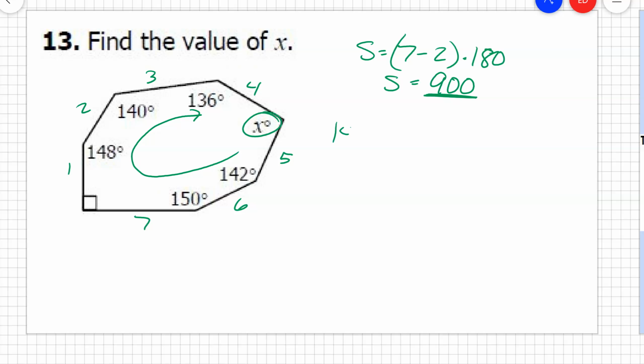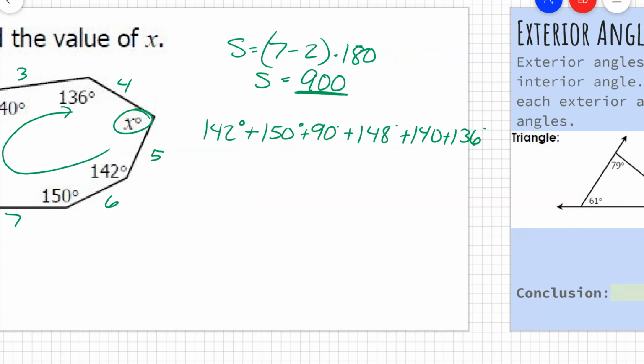So let's go ahead and start there. 142 plus 150 plus, this is 90, don't forget about that. Some students overlook that. Plus 148 plus 140 plus 136. Goodness, I've used up my room here. Let's bring this down.